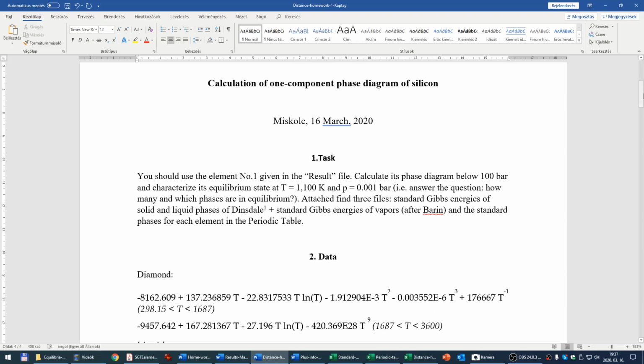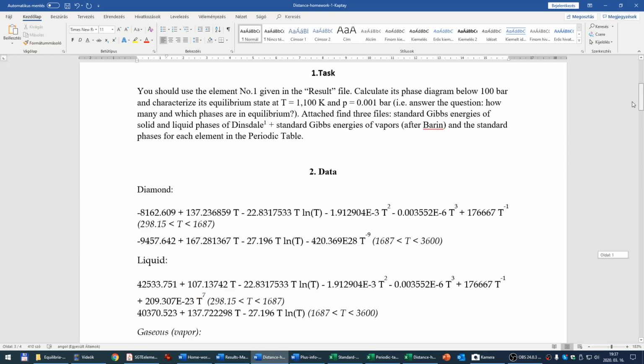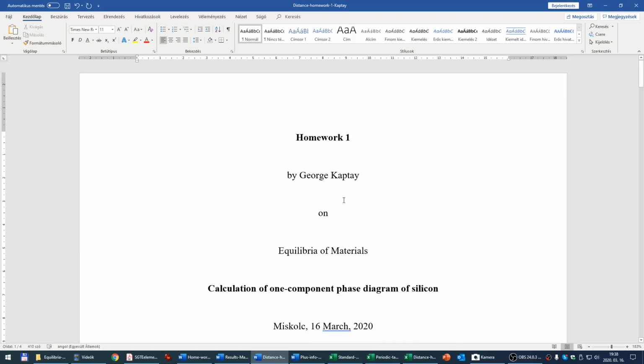Because let's check again the task. Select the element, calculate the phase diagram below 100 bar, characterize its equilibrium state at this temperature and this pressure, answer the question how many and which phases are in equilibrium. Okay, how many phases? Well, not really answered, sorry. So at this temperature and pressure, silicon is in equilibrium as a single phase, solid crystal. Okay, now I surely answered properly, and that's it. Okay, save again. Very good.